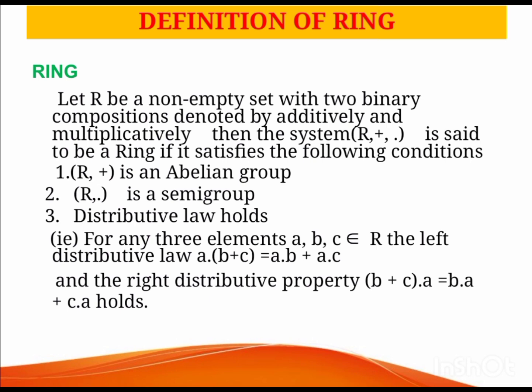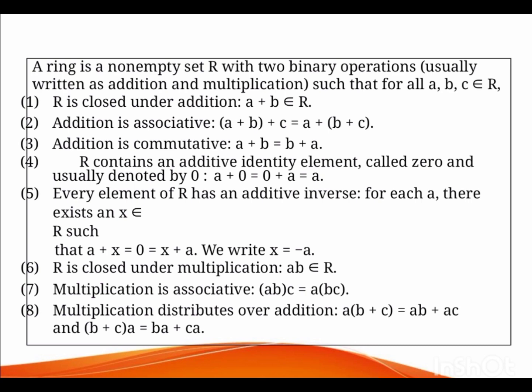Number 1, (R, +) is an abelian group. In an abelian group, we have five conditions: closure property, associative property, existence of identity, existence of inverse, and commutative property. Coming to the second one, (R, ·) is a semigroup. In a semigroup we have two conditions: one is closure property and the second one is associative property. So the first condition is abelian group with respect to addition, and the second condition is semigroup with respect to multiplication.